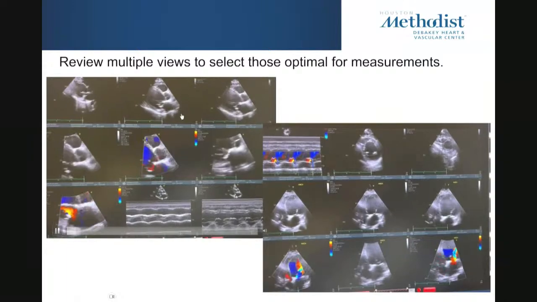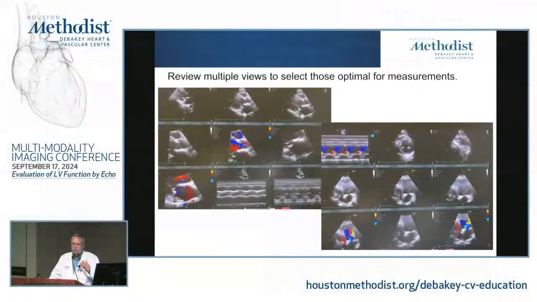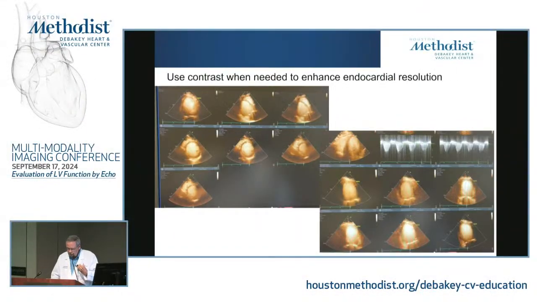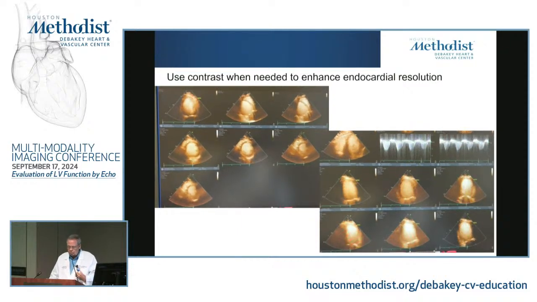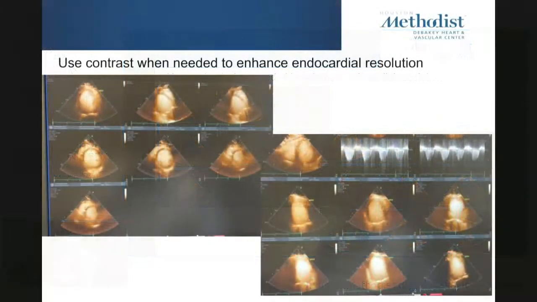But then you go through multiple views, and you try to select the view that, to your eyes and your experience, appears to be the least foreshortened. All right? The other important thing is to use contrast to enhance the endocardium when you need it. And you need it when you have some difficulties with endocardial resolution, when you see a fair amount of foreshortening no matter which views you look at, and importantly, when you have big hearts.